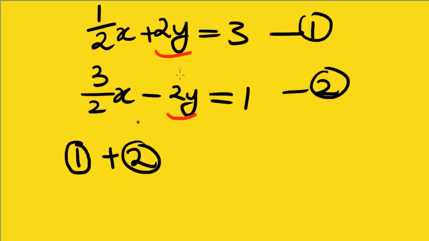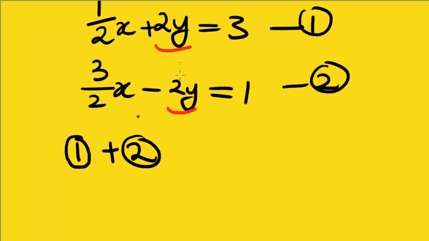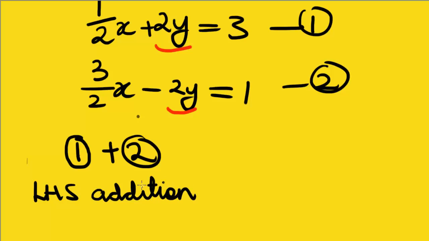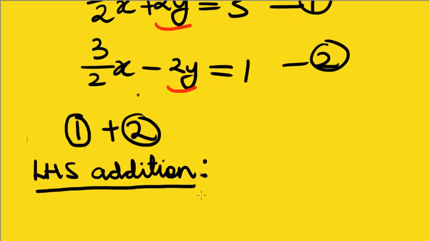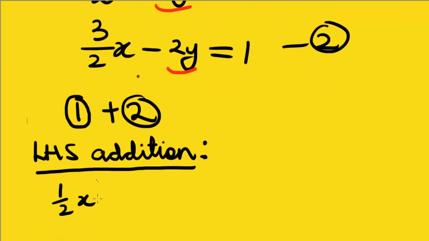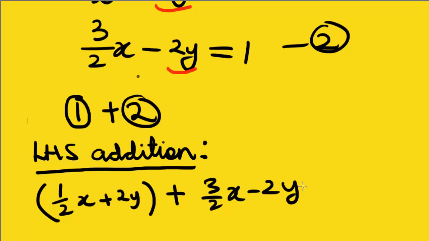So I'll just show you that here. Let's do a left hand side addition. It's always advisable to do the left hand side addition separate from the right hand side addition. At some point you'll be able to do both of them at once, but let's go. So left hand side addition, we have from equation 1's left hand side, half x plus 2y, and we're adding that to the left hand side of equation 2, which is 3 over 2x minus 2y.